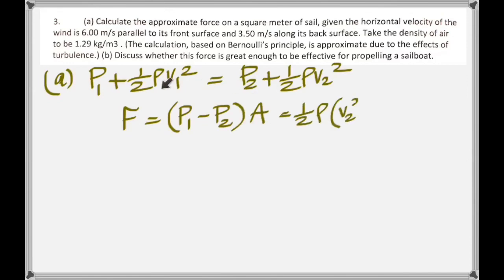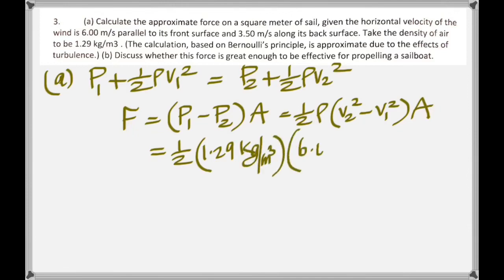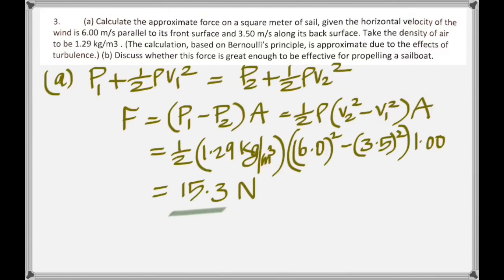So from this equation, you got to make P1 minus P2 the subject, which gives 1/2 rho (V2 squared minus V1 squared) times A from the algebra. When you rearrange, take out 1/2 times the density and the area. Of course, the area I've multiplied, so you directly get the force. A bunch of mathematical steps, you got to be careful. So that's the density. Here are the velocities. And then the area is 1. So when you do that calculation, you get 15.3 Newton.